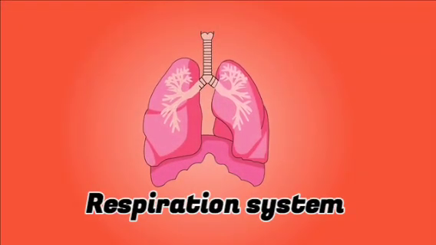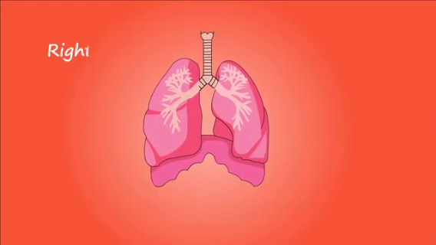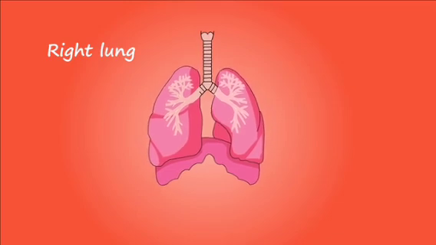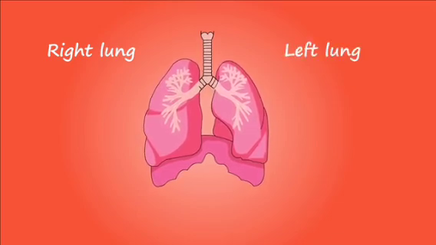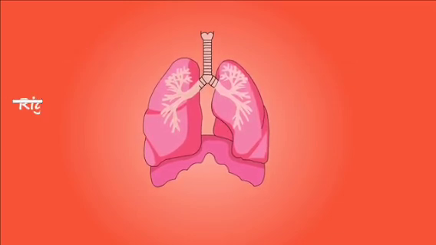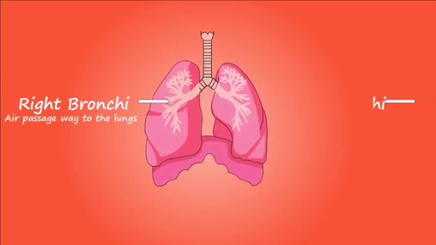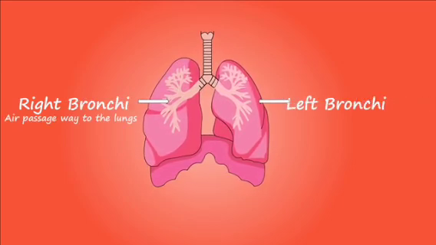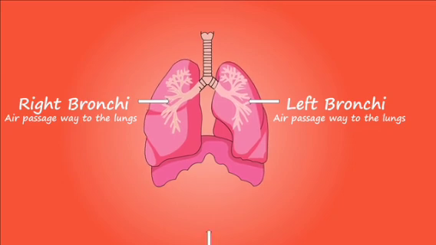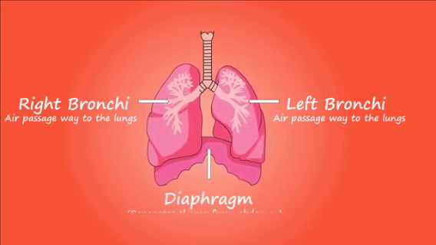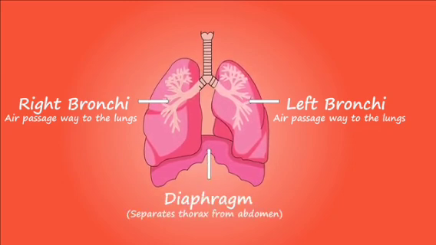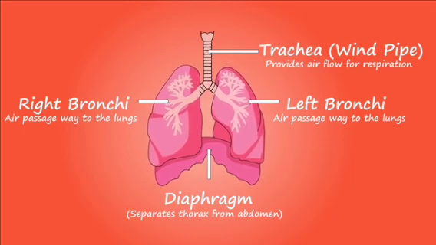Respiratory system. Right lung. Left lung. Right bronchi, air passageway to the lungs. Left bronchi, air passageway to the lungs. Diaphragm separates thorax from abdomen. Trachea provides airflow for respiration.